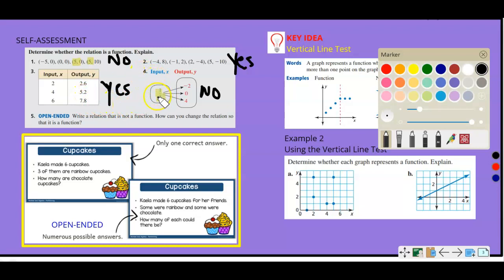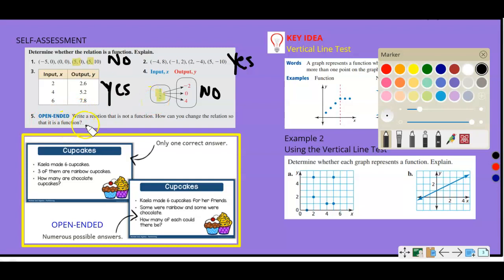And number 4, 1/2 goes to -1/2 goes to -2, 1/2 goes to 0, and 1/2 goes to 4. So if you had these as ordered pairs, 3 x values would show up as 1/2. So no, this is not a function because the x's repeat.